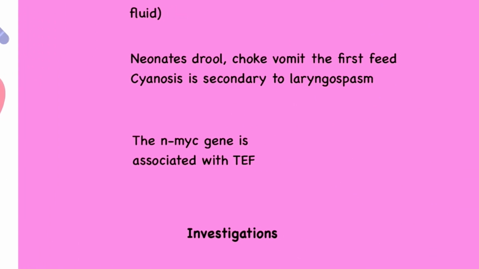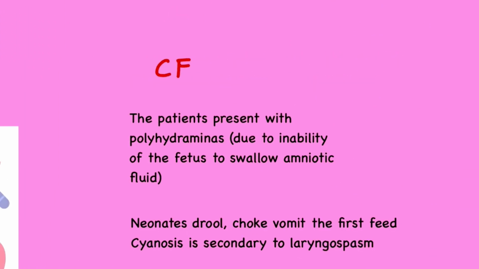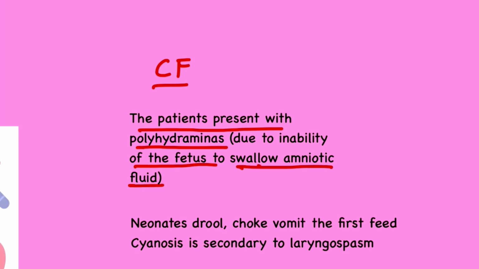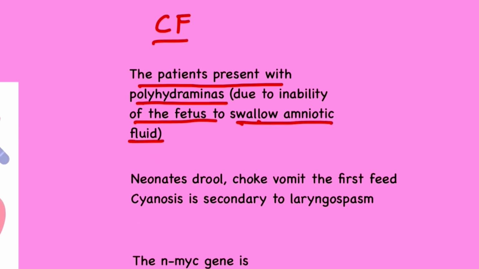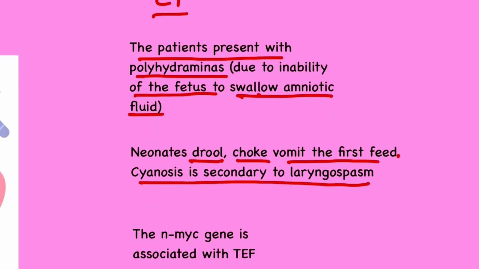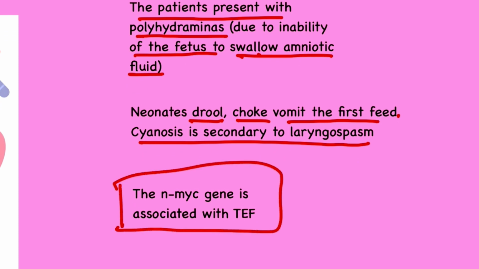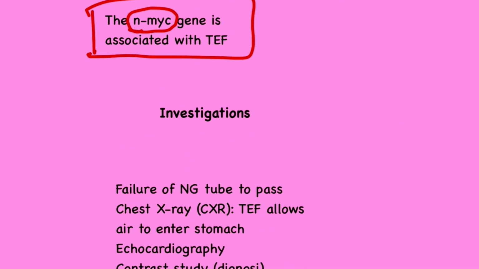Next, we have the clinical features of the tracheo-esophageal fistula. Here, the patient presents with polyhydramnios due to inability of the fetus to swallow amniotic fluid. Neonates choke, drool, vomit the first feed. Cyanosis is secondary to laryngospasm. Most commonly, the TEF is majorly associated with the NMYC gene.